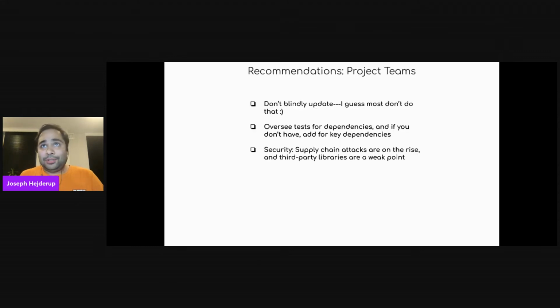And for project teams, something that I've seen is that you shouldn't blindly update, but I guess most people don't do that. One thing that could be very interesting is to oversee tests for dependencies. And if you don't have tests, you might add some for key dependencies, to make sure that unwanted changes are not entering without you knowing. And there's also the security aspect as well.